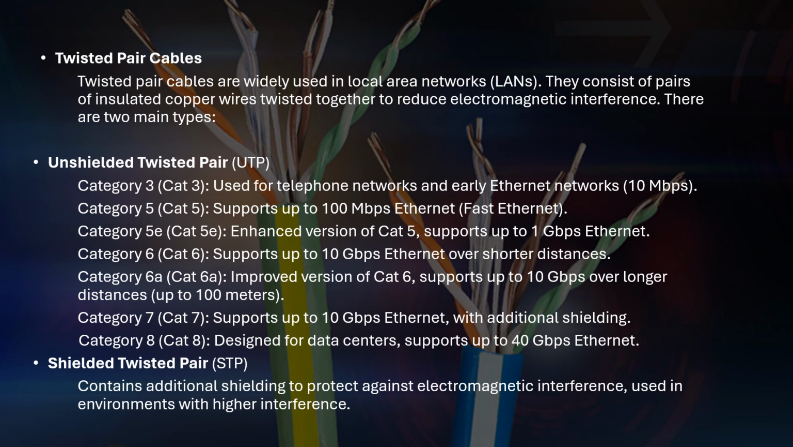It is widely used in local area networks, that is, it is used for short range. It consists of pairs of insulated copper wires twisted together to reduce electromagnetic interference. It can both transmit and receive data.